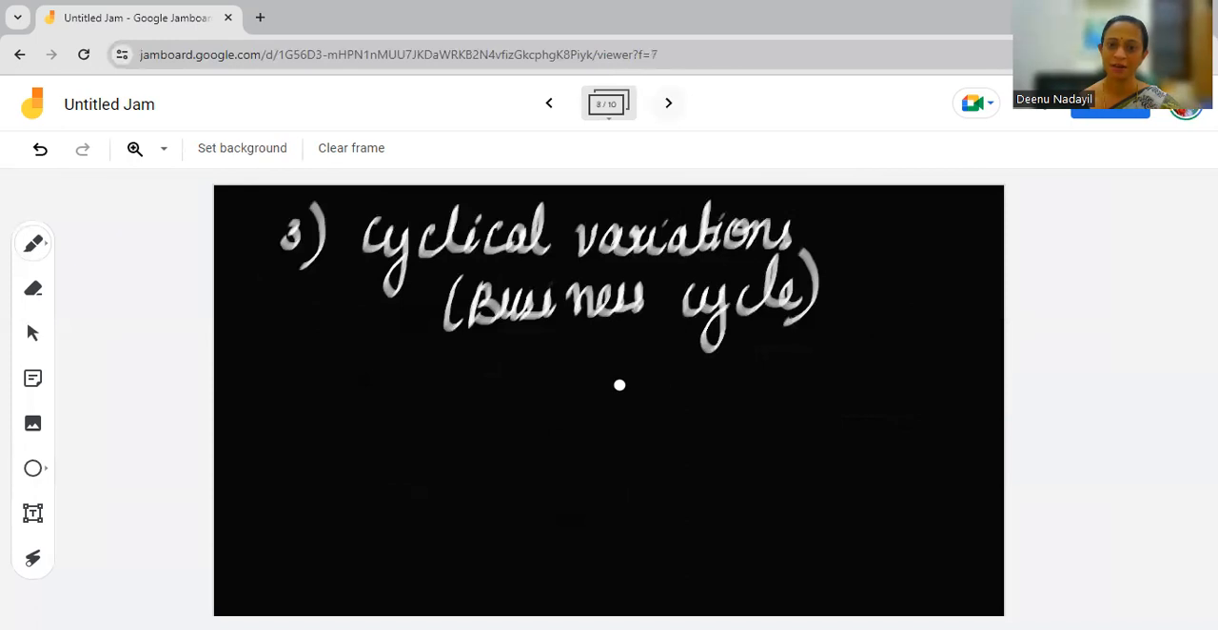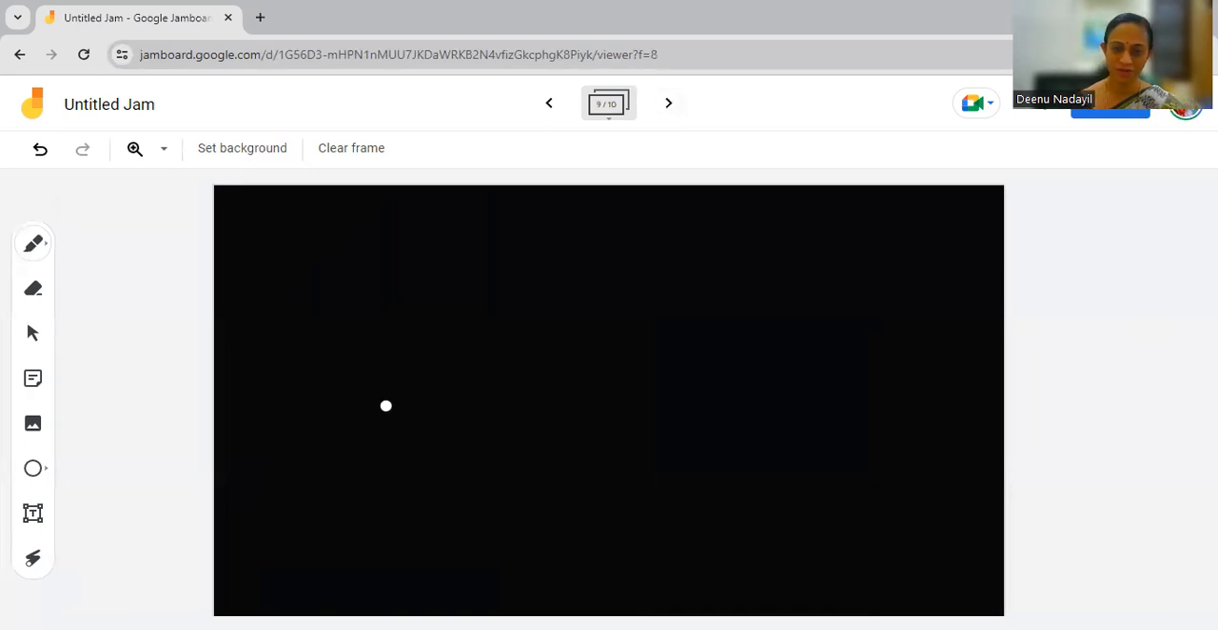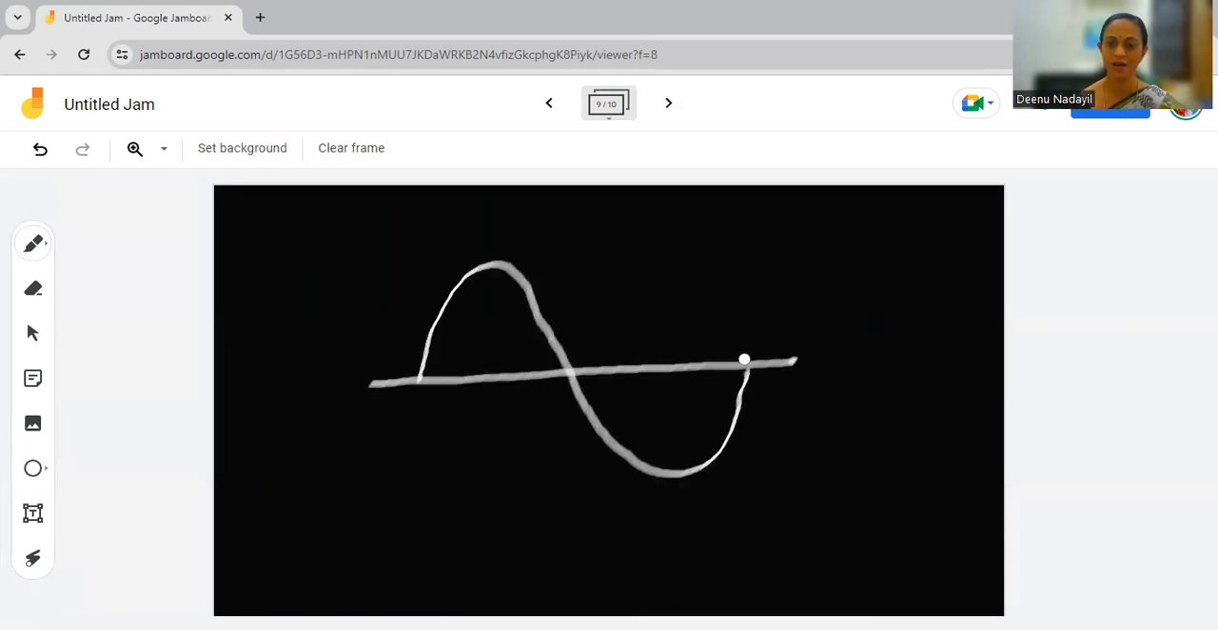And then coming to the next component, business cycle or cyclical variation. So what do you mean by this? Cyclical variations: the oscillatory movements in a time series with a period of oscillation greater than 1 year are termed cyclical variations. Business cycle, which is very important. So what are the different stages of a business cycle? Here it comes like this and like this. The first one is prosperity, the first stage.